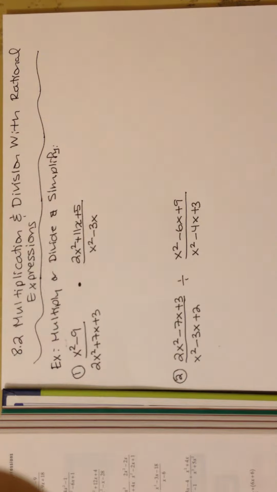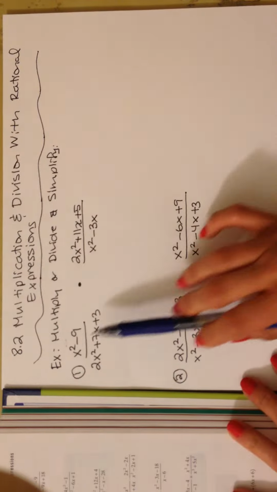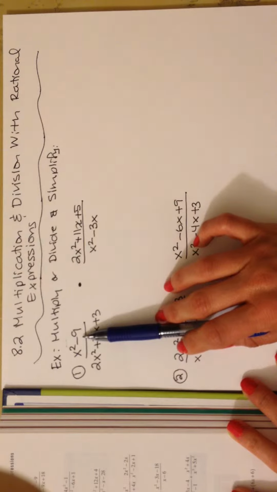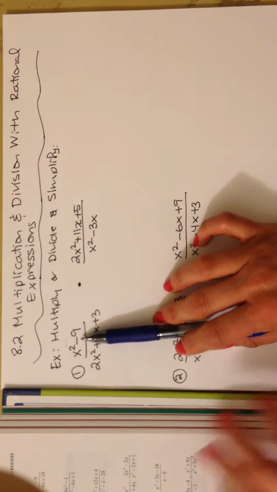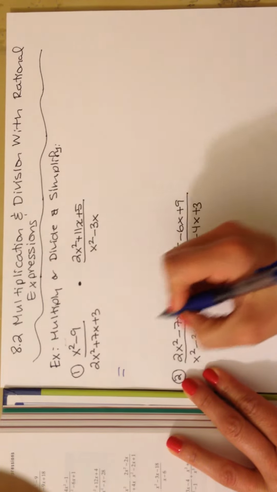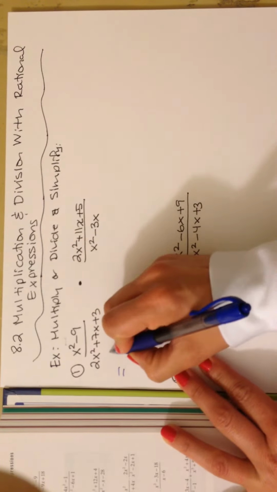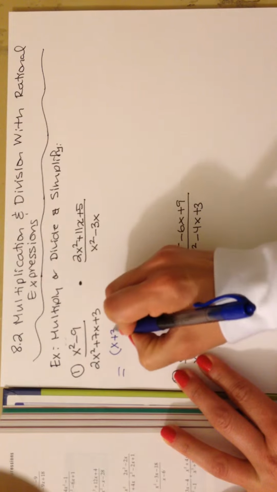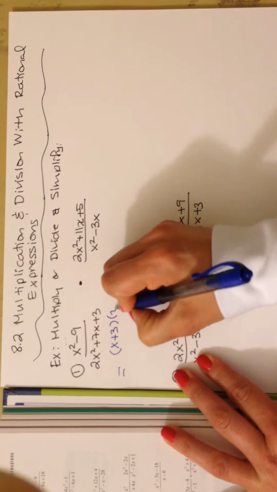Let's start with the first example. In the numerator right here, we have a difference of 2 squares. So we'll start by factoring the numerator first. We get x plus 3 times x minus 3.